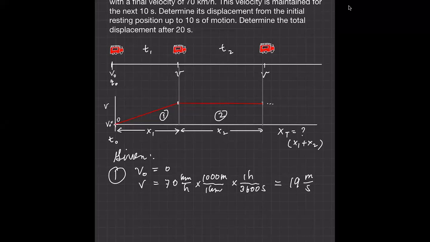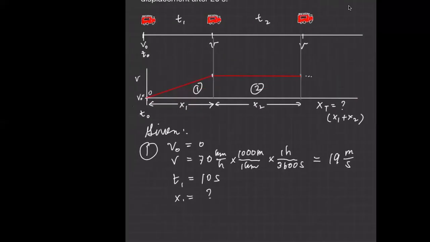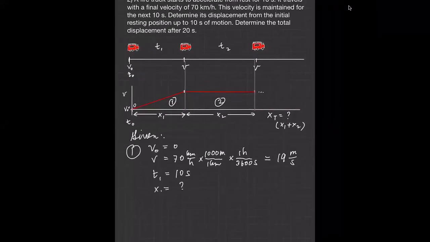So what else do we have here? The time t1 is actually 10 seconds. And of course, we are going to find x1, the displacement number 1. So for our segment number 1, we can solve this.